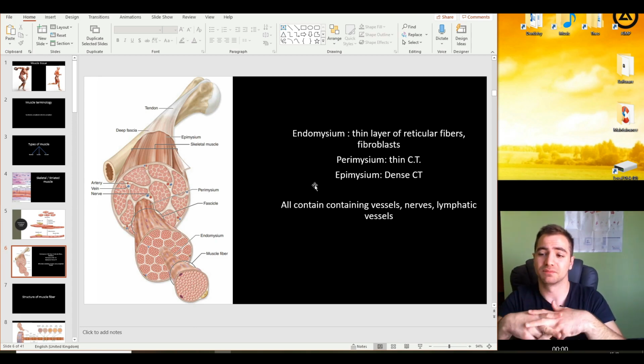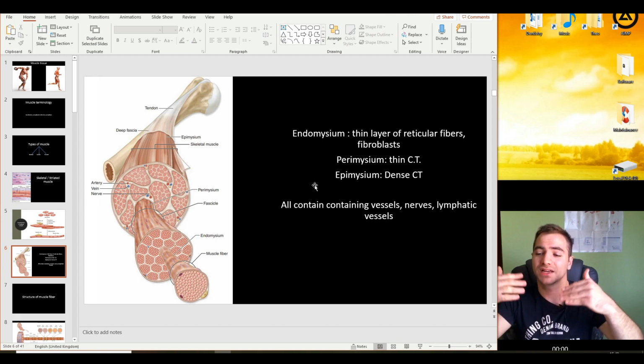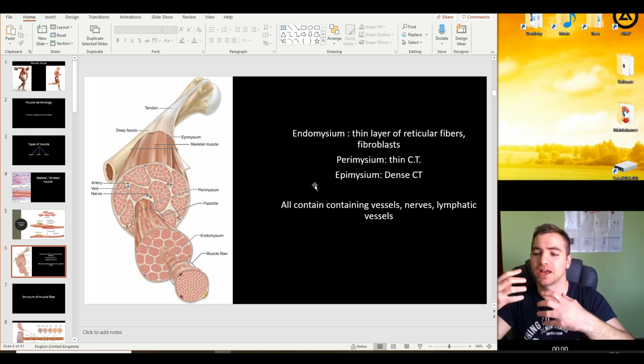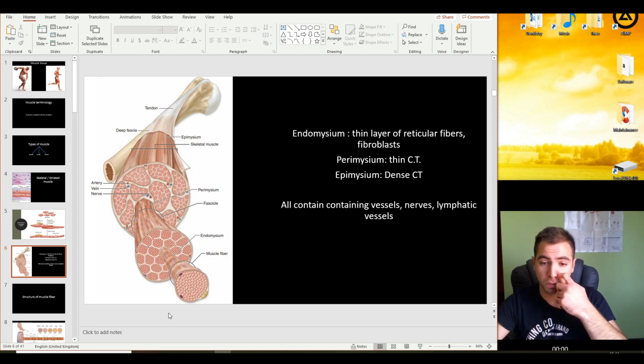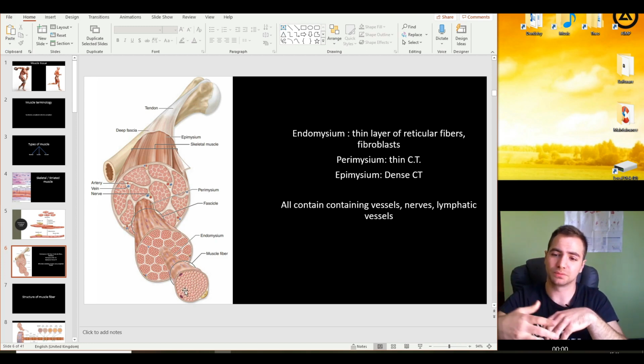So let's talk about how the muscles, generally, are organized. Then we'll discuss how the muscle fiber is organized, and then how these structures come together to produce the function of contraction. This is a picture that helps out a lot. We'll start with the muscle fiber, the smallest unit, and then proceed to the bigger ones.